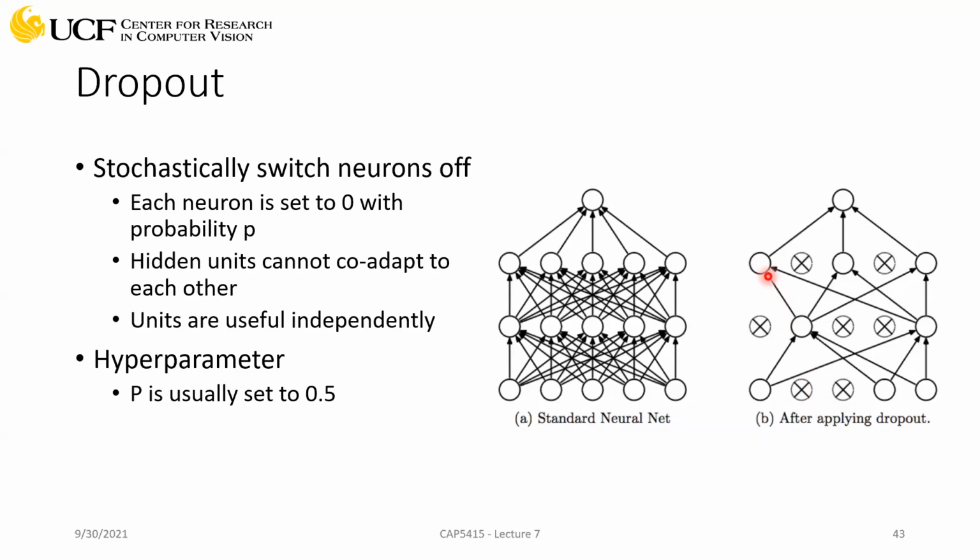Co-adaptation means they try to memorize something in your training data. So they rely on each other completely, which is not good. This neuron should make a decision based on all these neurons. It should not just rely on this one neuron. Let me give you a simple example. Essentially, for this particular neuron, we are learning all these weights, right, which are coming in from these neurons.